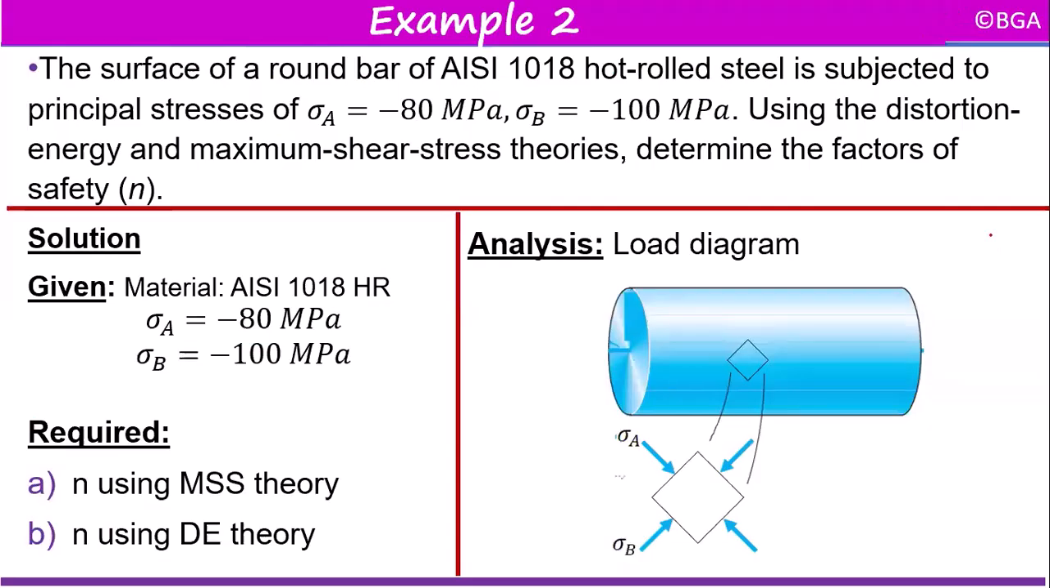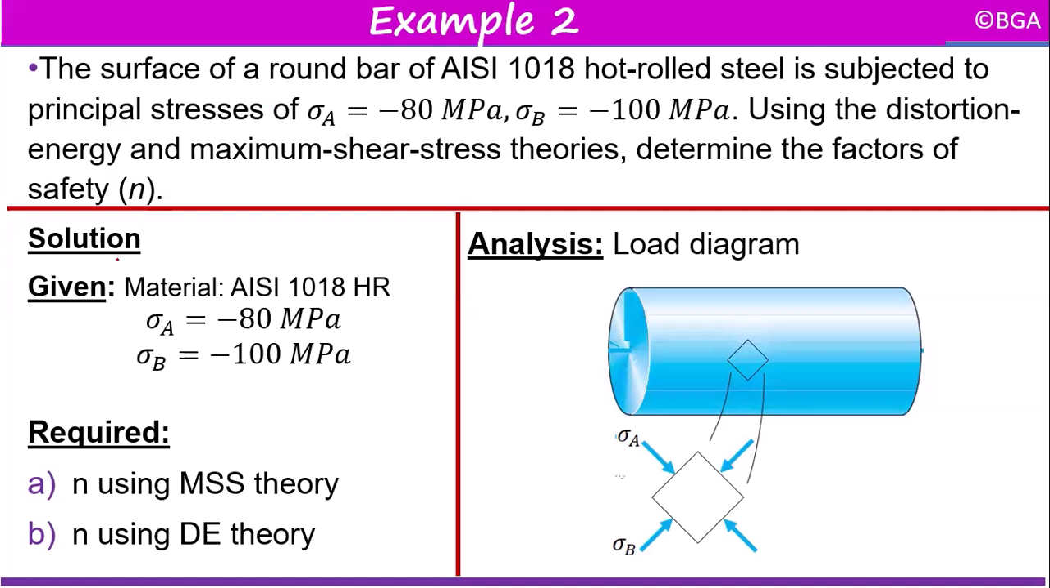In this example, we are given a round bar made from AISI 1018 hot-rolled steel, and this bar is subjected to principal stresses of sigma A equal to negative 80 megapascal and sigma B equal to negative 100 megapascal. These negative signs indicate the stresses on the surface of the bar are all compressive. Given this data, we are required to find the factor of safety of the round bar using maximum shear stress theory and distortion energy theory.